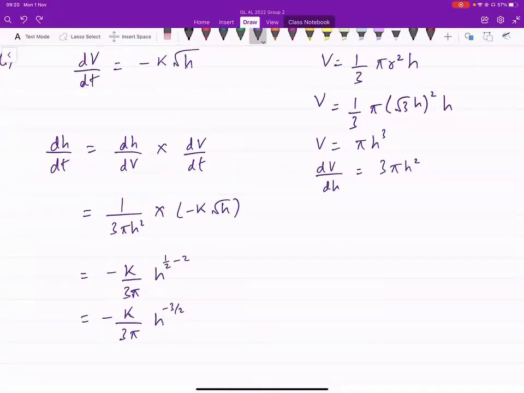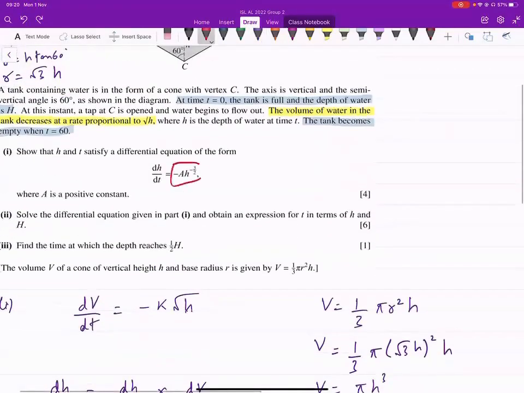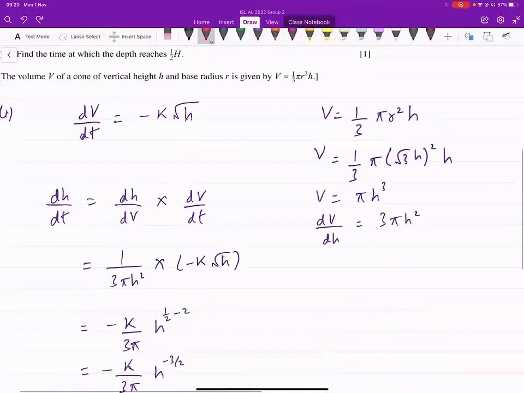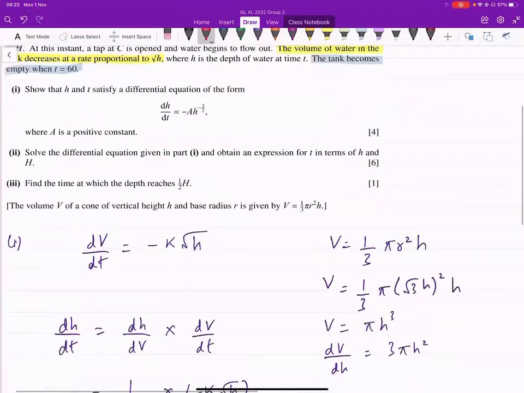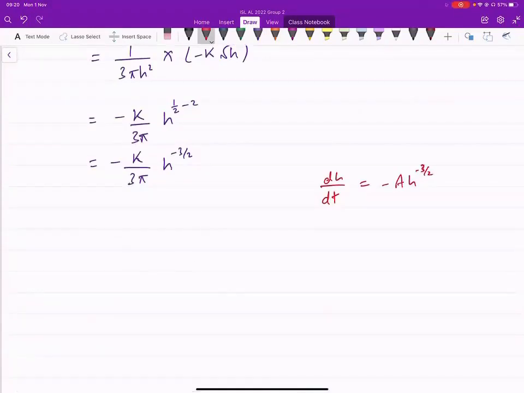Now what do we do? Are we done with this part? The question said to show dh over dt equals minus a h raised to power minus 3 over 2. That is what it asked us to show. Right? Do we have that here? A is a positive constant. Okay. Yes.